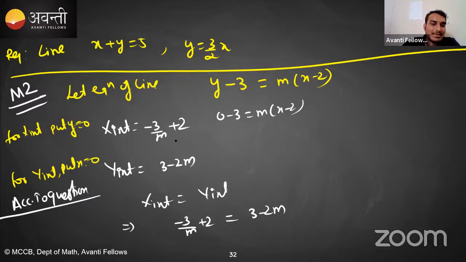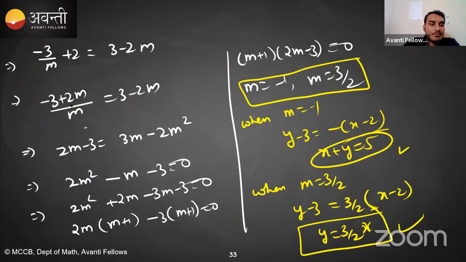So now equate them. If this and this are equal, we equate: -3/m + 2 is equal to 3 - 2m. So just a quadratic equation is formed. We solve the quadratic equation and we get the two slopes: m is either -1 or 3/2. So automatically two lines come from here.